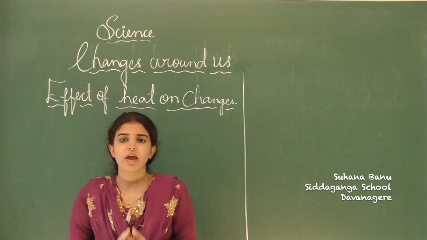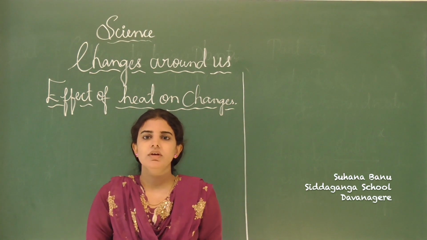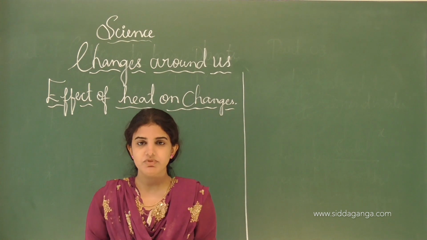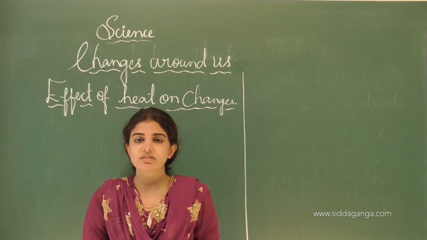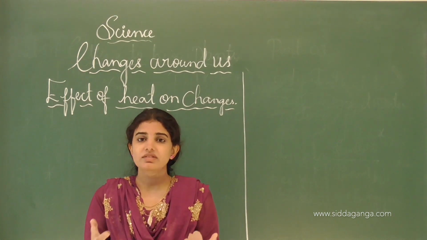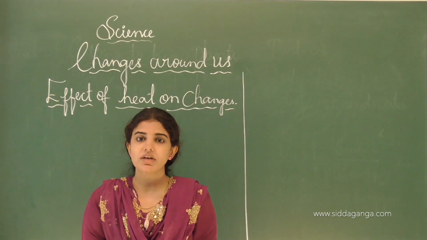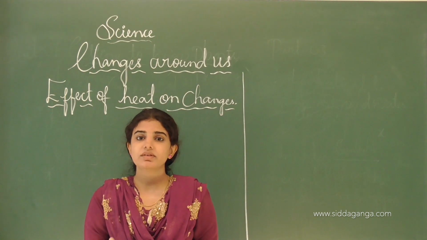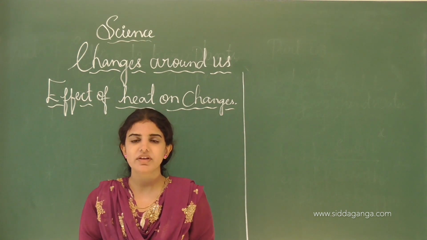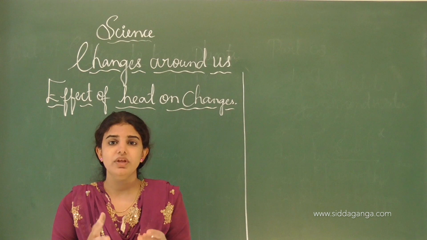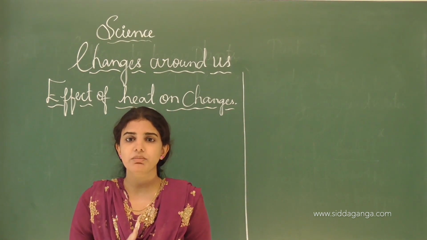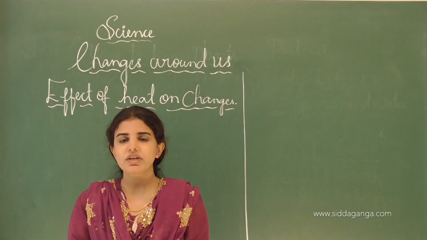Hello dear students, we have been discussing the chapter Changes Around Us. In the previous class we learnt about the different types of changes. Some changes are natural, some are artificial or man-made. Some are fast and some are slow, some are periodic and non-periodic, reversible as well as irreversible. So there are different types of changes we will learn. In today's class we will start with the physical change as well as the chemical change.